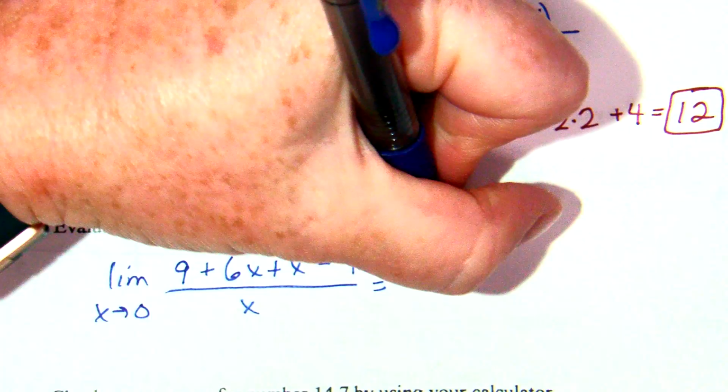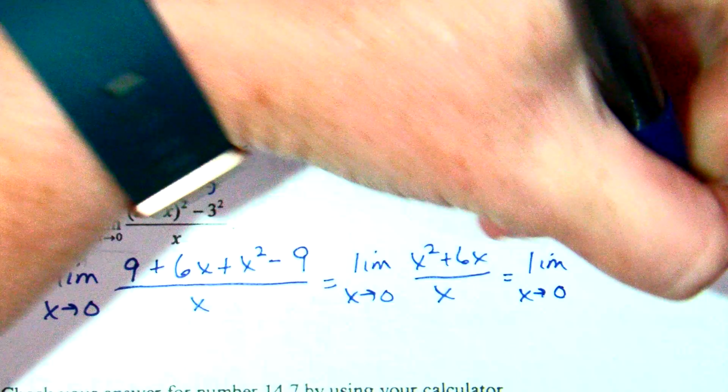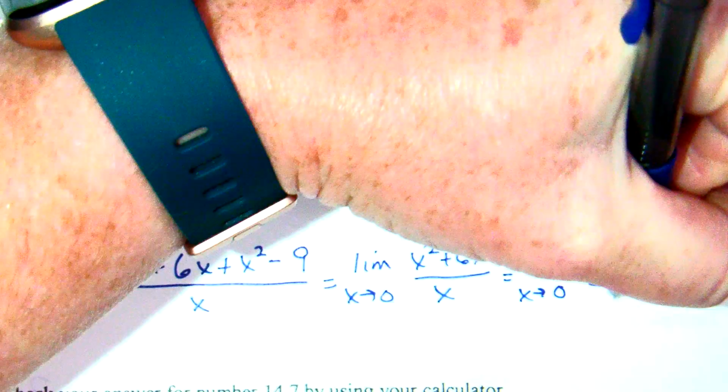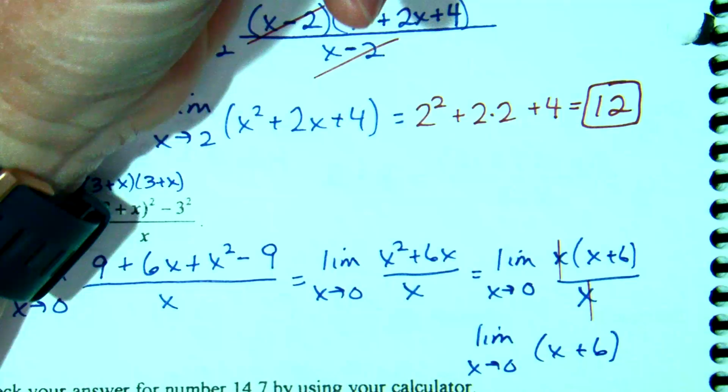Clean that up. And I have the limit as x approaches 0 of, what do I have on top? X squared plus 6x over x. Oh, that's looking much neater. Still, though, if I tried to plug in 0, I would be at a loss. But now we can factor. Yep, factor out the x. X times x plus 6 over an x. The x's will cancel. So it becomes the limit as x approaches 0 of x plus 6, which is 6. So 0 plus 6 is 6.